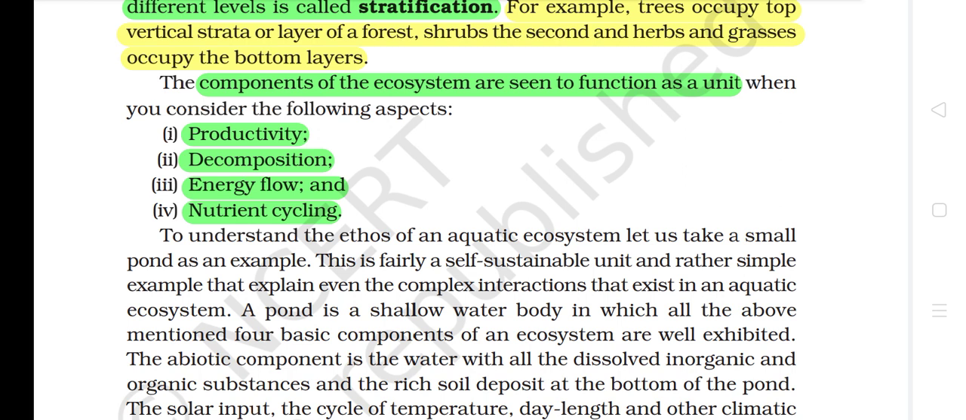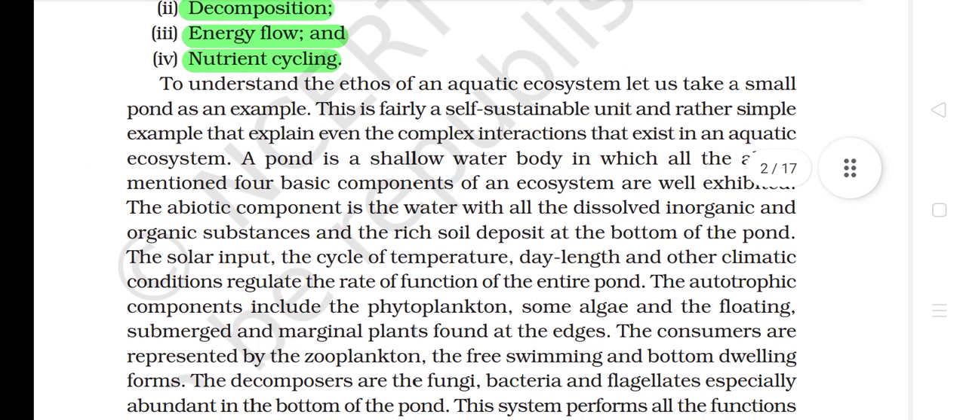The components of the ecosystem are seen to function as a unit when you consider the following aspects: 1. Productivity, 2. Decomposition, 3. Energy flow, and 4. Nutrient cycling. To understand the ethos of an ecosystem, let us take a small pond as an example. This is fairly a self-sustainable unit and a rather simple example that explains even the complex interactions that exist in an aquatic ecosystem.